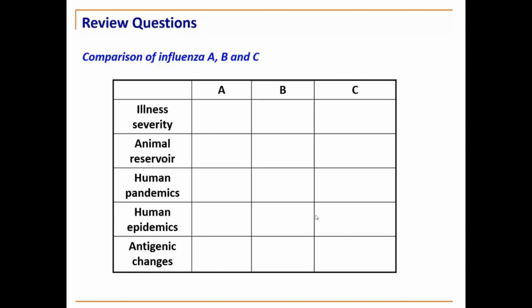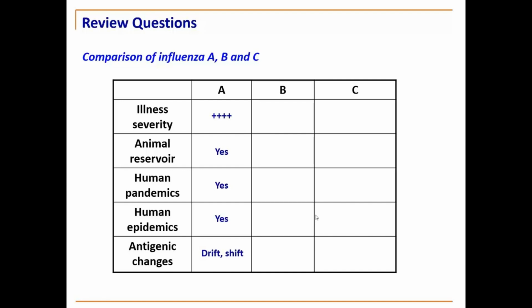So illness severity. Influenza A, lots of pluses, very nasty. So animal reservoir, yes. Human pandemics, yes. Human epidemics, yes. Antigenic changes, that's both drift, which is your mutations, and shift, where you're getting reassortment of genetic material.